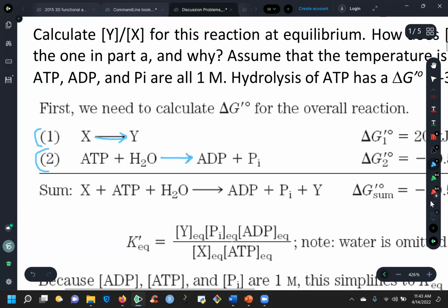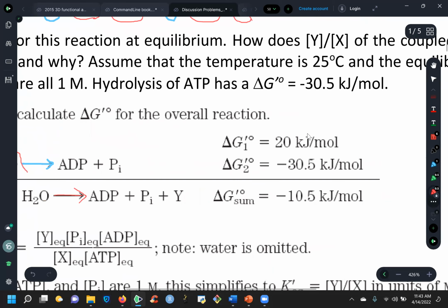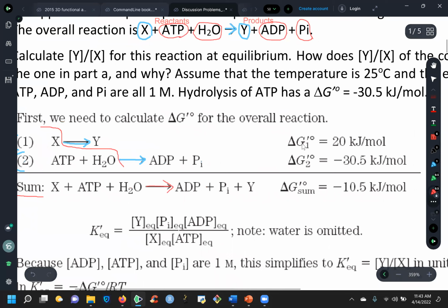And then the next thing I like to do is I like to draw another line. Anything behind this line are my reactants, and anything after that red line are my products. So when you write down the sum, you write down all your reactants: X plus ATP plus water turns into ADP plus phosphate plus Y. And then over here on the right-hand side, they have the delta G's, so standard free energy changes for each of these reactions.